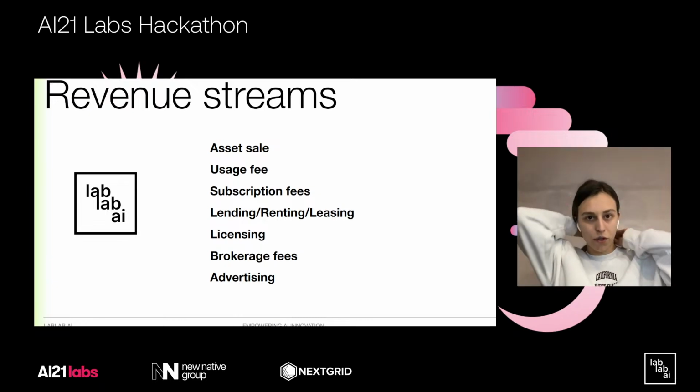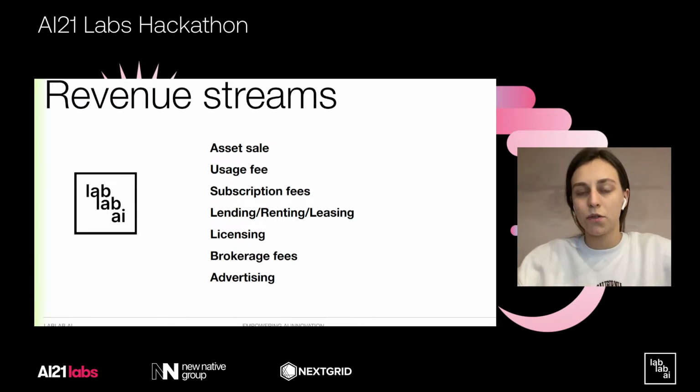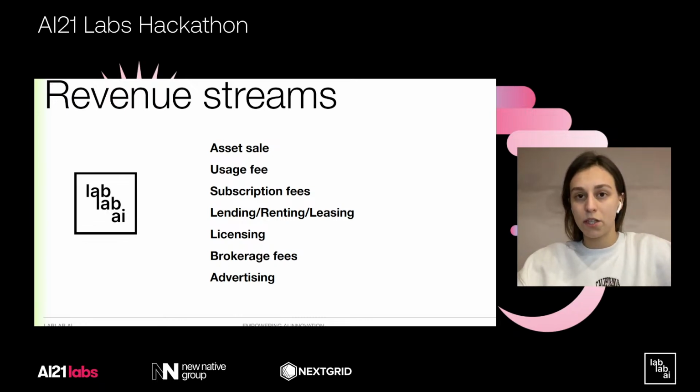Because without a revenue stream, it can be a bit complicated to run the business. In some cases, it can be solved in other ways. But in general, to make this app run and to make this product work, you need to understand how you can actually make money from it.